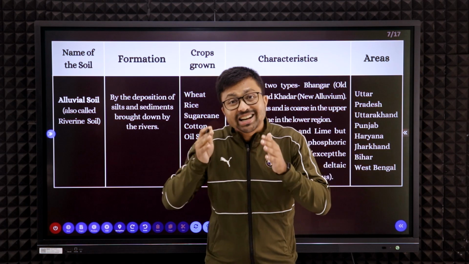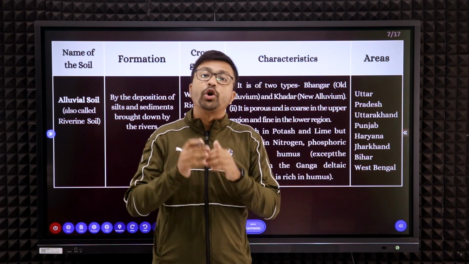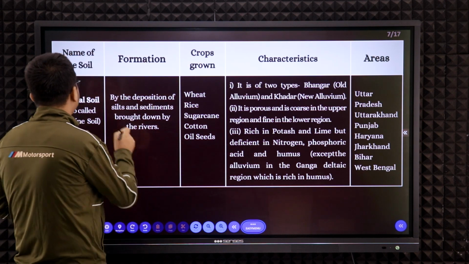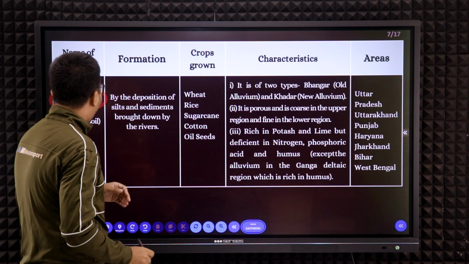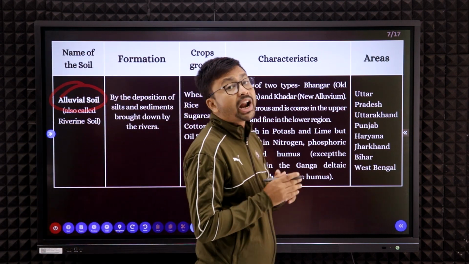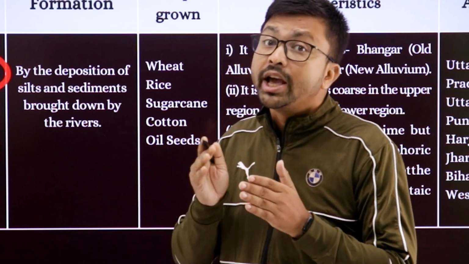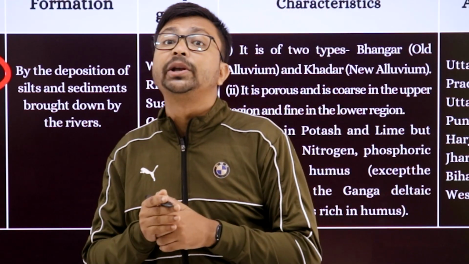So now let's start the main part of the portion, that is the types of soil. And in this video, first we will discuss the alluvial soil. Alluvial soil is also called riverine soil. Why is it called riverine soil? Because this particular soil is formed due to the activity of rivers.